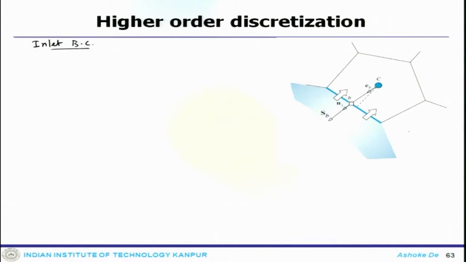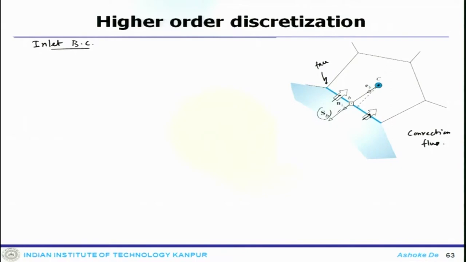So, this is for convection flux. That is the boundary face, and the inlet through this face goes in this direction. The normal is this direction, this is the surface vector, and the connection between C and B is this line along EB, and this is perpendicular to that.